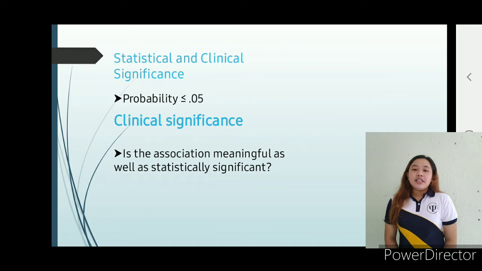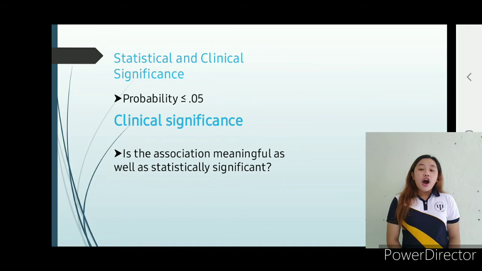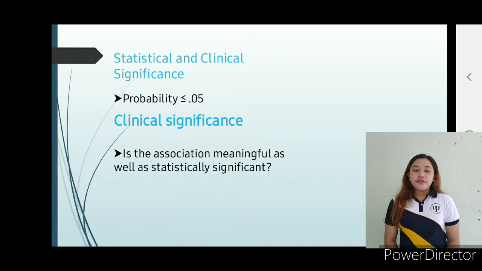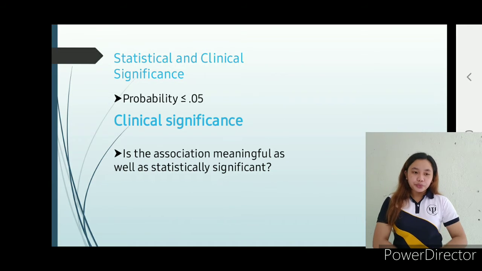First is statistical significance. Probability is less than or equal to 0.05. A statistically significant correlation is unlikely to have occurred by chance, and a non-significant correlation may have occurred by chance. So it does not provide evidence for an important relationship.